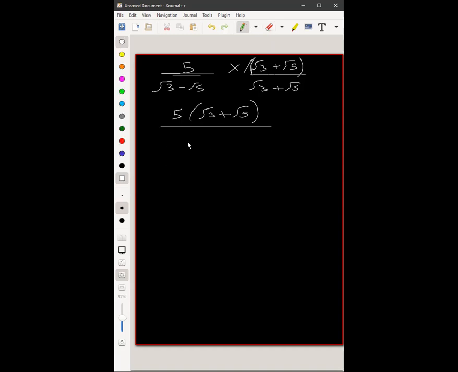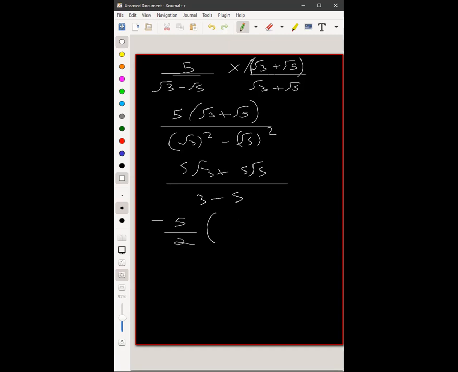What will become the denominator? Root 3 square minus root 5 square. Which is again 5 root 3 plus 5 root 5 upon 3 minus 5, which is minus 2. So again, I can write minus 5 by 2 into root 3 plus root 5. That's the final answer. Getting it?